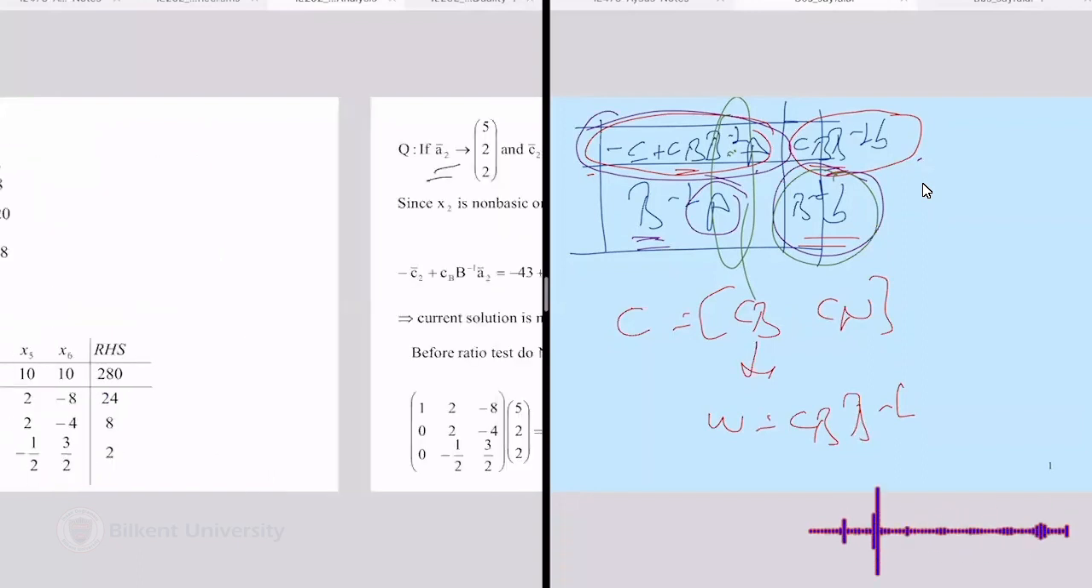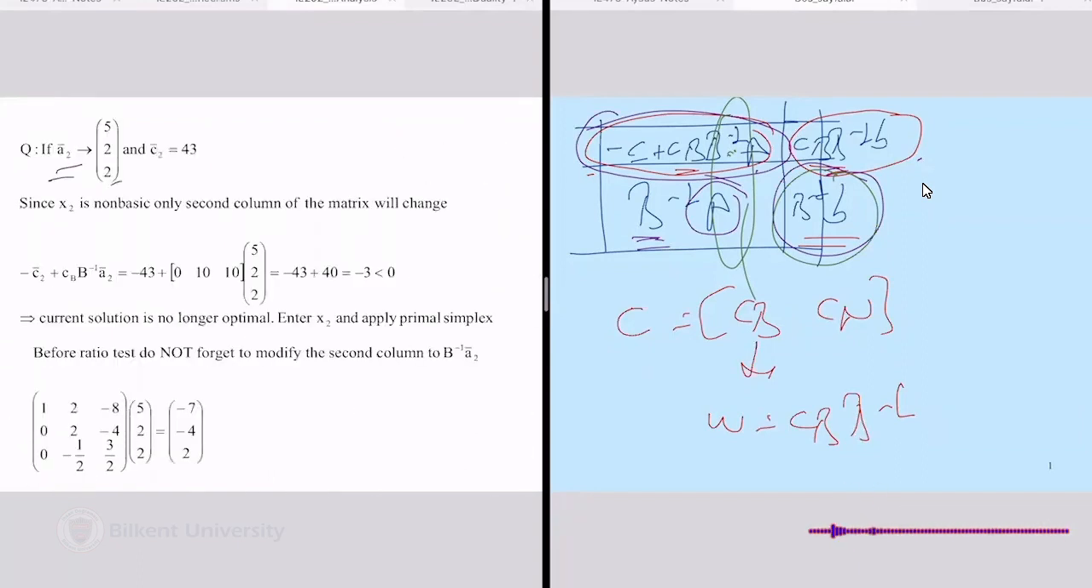Now, what happens if A2 was this? And C2 tilde, we're also changing C2 tilde. Fine. Anything related with the second variable. X2 is non-basic, only the second column of the matrix will change. All right. Let's calculate the row 0 coefficient, for example. It's negative, so it's going to enter. But be careful.